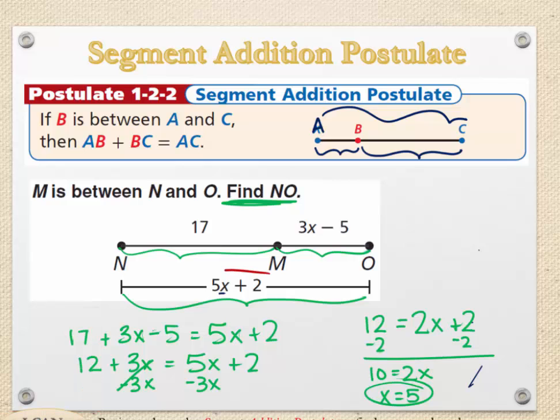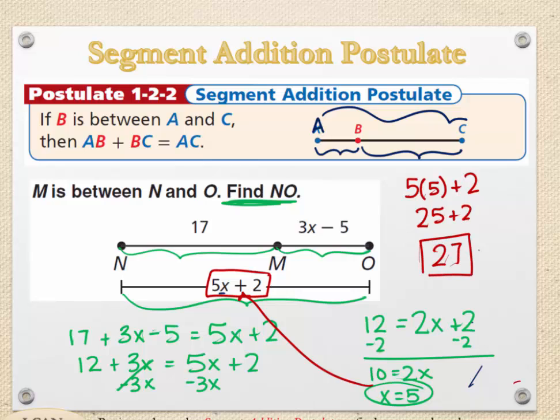So in order to do that, we have to take our x and plug it back in here. So we have 5 times our x that we just found, which happens to be 5 also, plus 2. 25 plus 2, or 27. And that's how long that whole line segment is. And you can check this. If I know this whole thing is 27 and this is 17, this means this should be 10. And if you plug in x, 3 times 5 is 15 minus 5, we do end up with 10. So I can recite and use the segment addition postulate to find segment lengths.